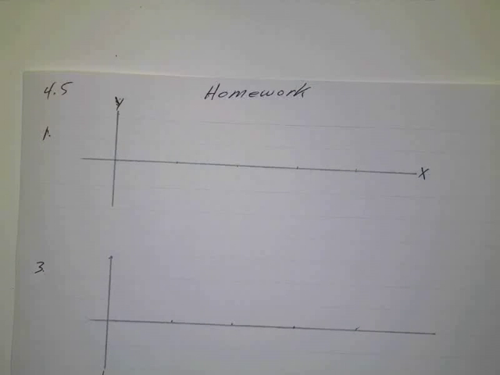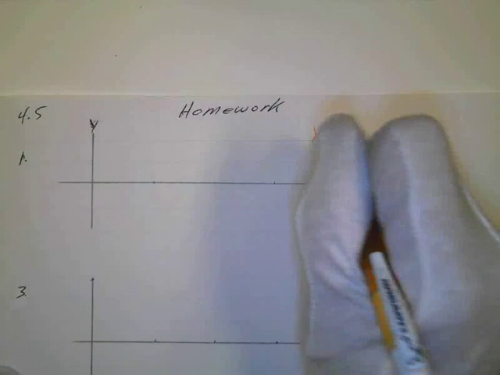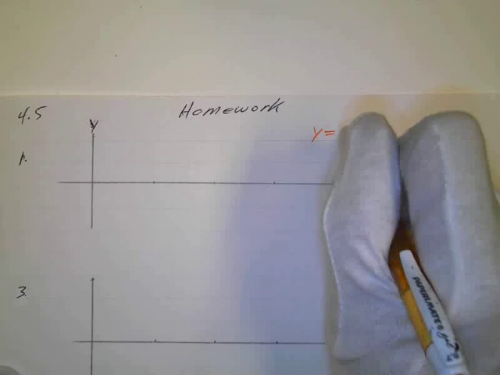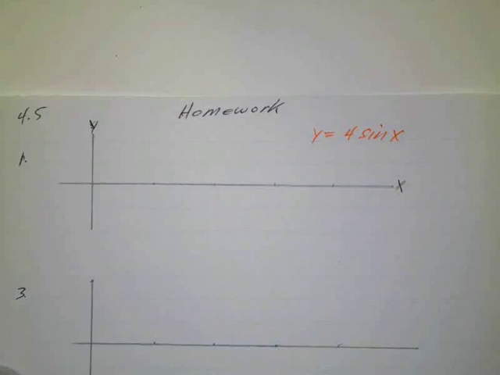Okay, these are some problems from section 4.5. We're going to be graphing the sine of x, and what they want you to do is graph the sine of x and then the function in each on the same coordinate axes. So the first one was y equals 4 sine of x.